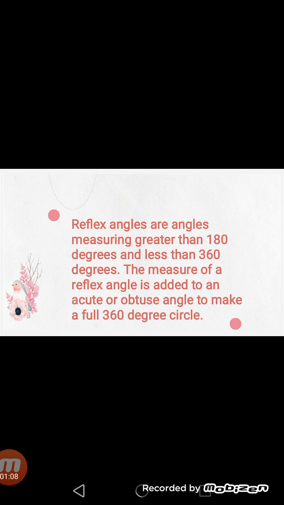And we know that the degrees of a circle is 360 degree, or we can say a complete turn has 360 degrees. When we add our acute angle or obtuse angle to reflex angle, it makes a 360 degree circle.